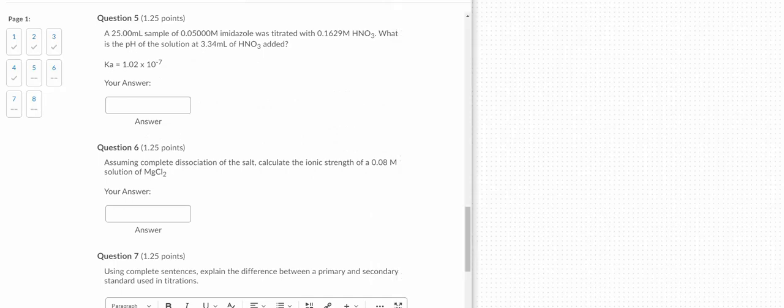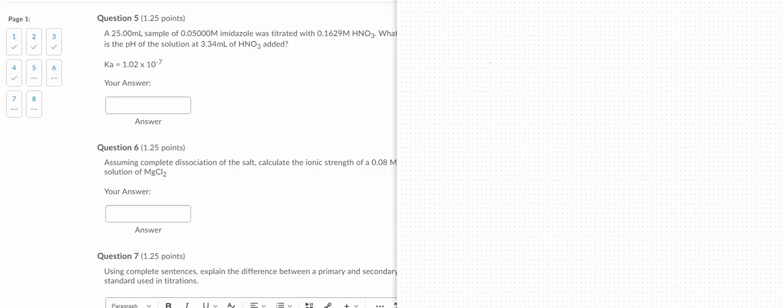Number 5, we have imidazole again. We have a different concentration of nitric acid, and we're asked for the pH of the solution. So whenever you're presented with a question like this, you should determine where in the titration you are. Before anything is added, before the equivalence point, at the equivalence point, or after the equivalence point. So I'm going to venture a guess that we are before the equivalence point.